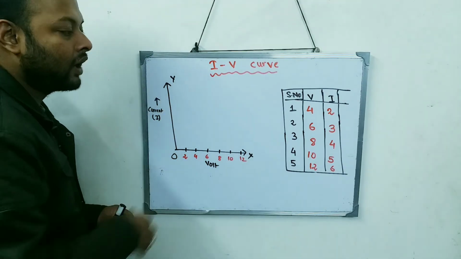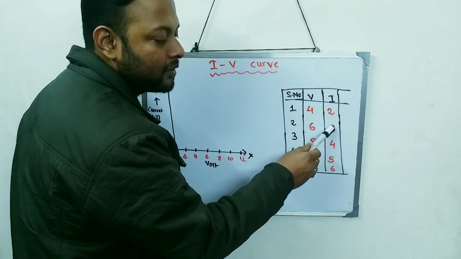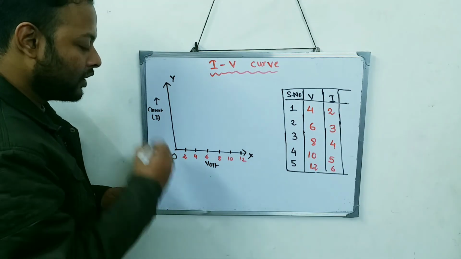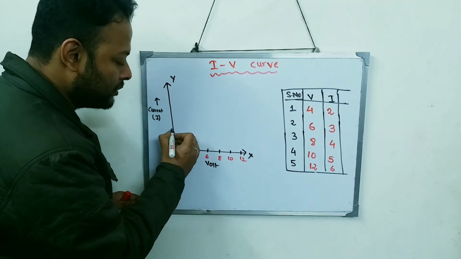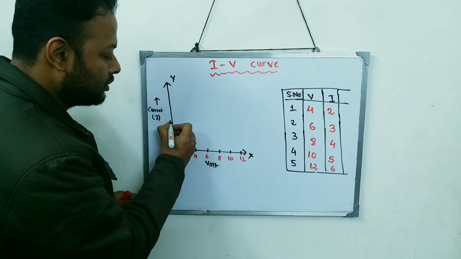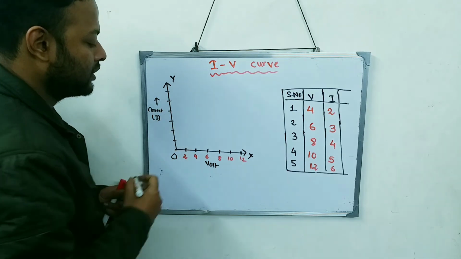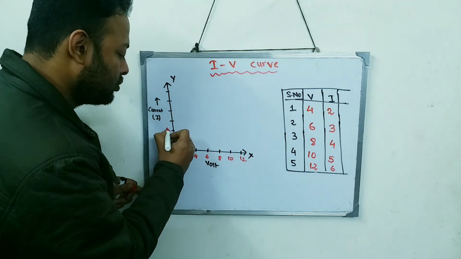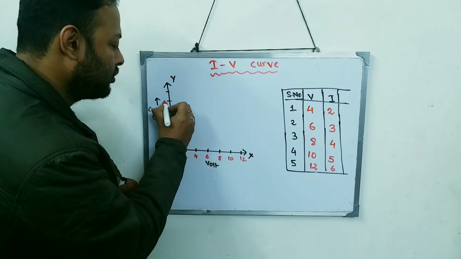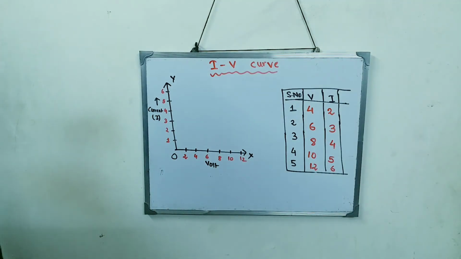And the current I have to also divide. Now if you see these values, all I can see is these are the multiples of 1. So I'll divide my current axis in the multiples of 1. So after 0, I'll take 1 ampere, 2 ampere, 3 ampere, 4 ampere, say 5 ampere, say 6 ampere. So 1, 2, 3, 4, 5, 6, right? Now I will take these values and put them on the graph.